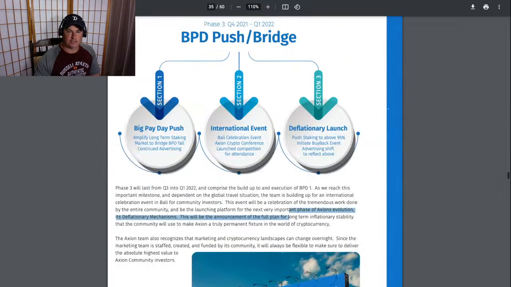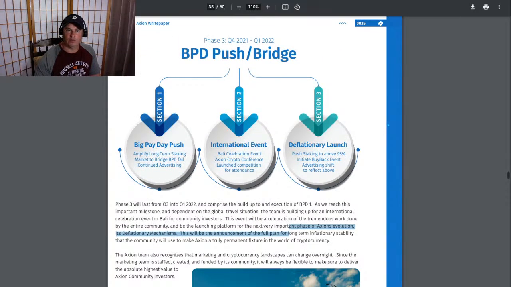So in this is the next phase, phase 3, which is quarter 4 2021, Q1 2022. So this is on a calendar year. Section 1, big payday push, amplify long-term staking, market to bridge big payday fall, and continue advertising. Number 2, international event, Bali celebration event. So a lot of people are talking about that. I know that Patricia's looking forward to going to that, and many others. So Patricia's one of the hosts of Axion today, and that looks really like something that's going to happen. It'll be very exciting indeed.